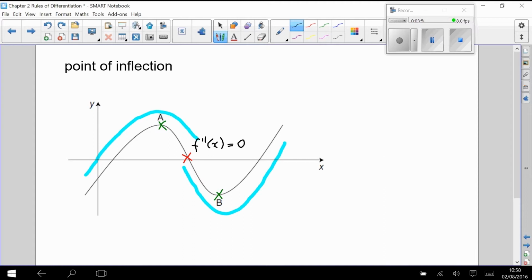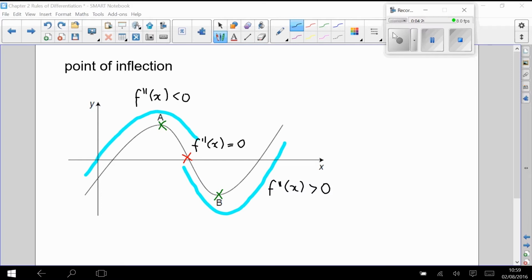On the left of my point of inflection, as my graph was concave down, my second derivative would have been less than 0. For concave up, my second derivative must be greater than 0. There are two ways that I can test that the point that I've shown here with the red cross is in fact the point of inflection.